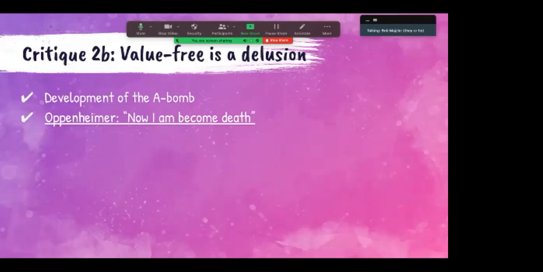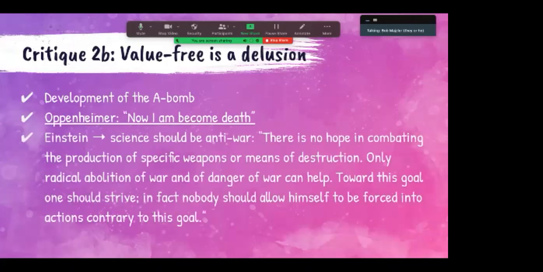You can see the contrast with Einstein, another scientist who was actually moving beyond positivism at this time of his life. And Einstein said that science should be anti-war, saying there's no hope in combating the production of specific weapons or means of destruction. Only radical abolition of war and of danger of war can help. Towards this goal, one should strive. In fact, no one should allow him or her or themselves to be forced into actions contrary to this goal.